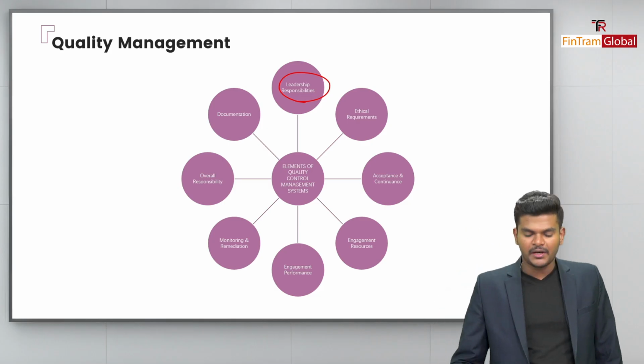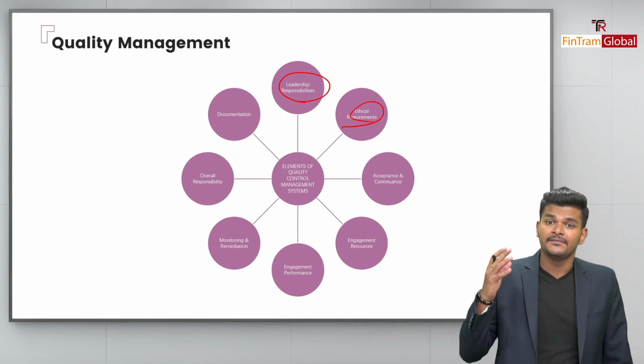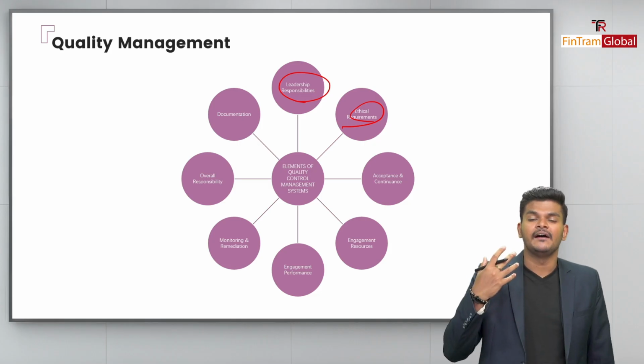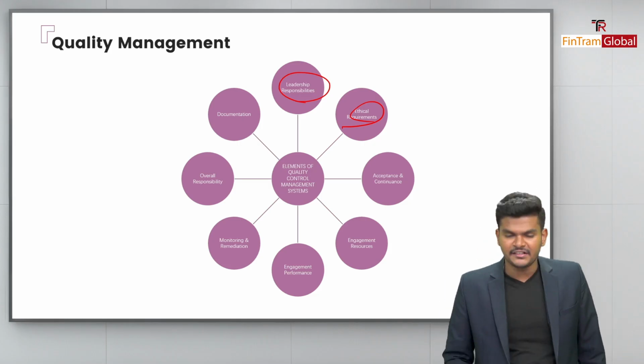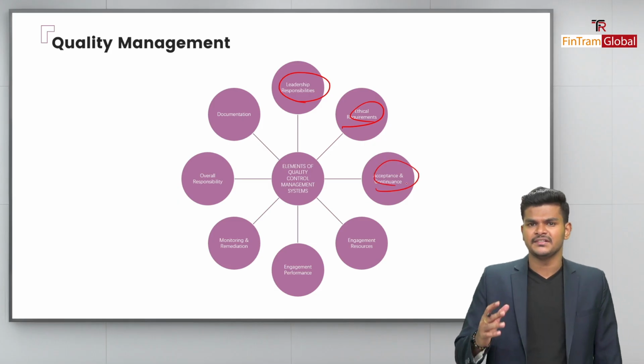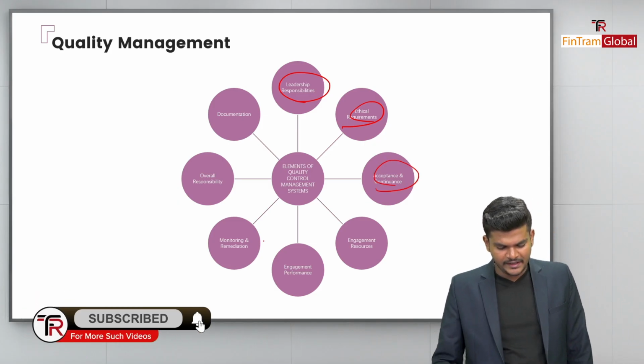And then ethical requirements, again, is the team complying with ethics? Are there any ethical threats? And if there are any ethical threats, have we implemented sufficient safeguards against them? And then acceptance and continuance, basically the client screening process needs to be followed properly. That's basically the idea.